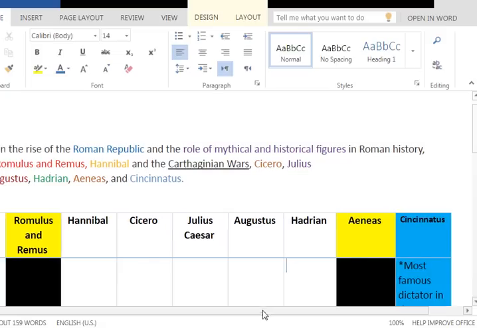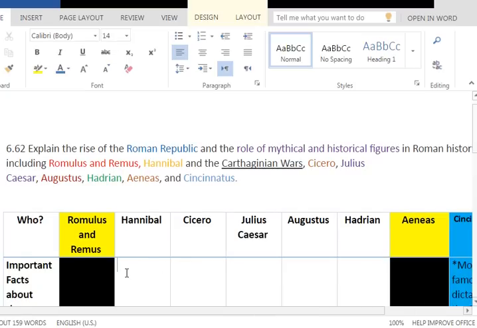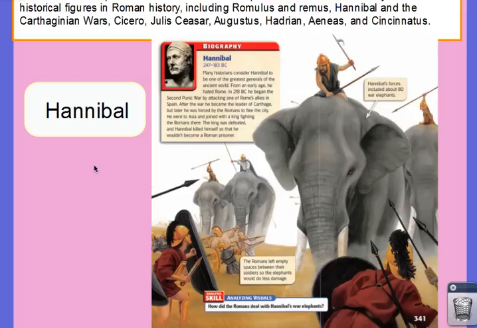Next, I'm going to move to Hannibal. So you're going to click over here under Hannibal, and this is where we're going to put our first note. Okay, you guys are going to think that Hannibal is cool because one of the things that Hannibal is most known for is the fact that he had war elephants. That would be in the ancient world like tanks coming through. He had about 80 war elephants. Many historians consider him to be one of the greatest generals of the ancient world.